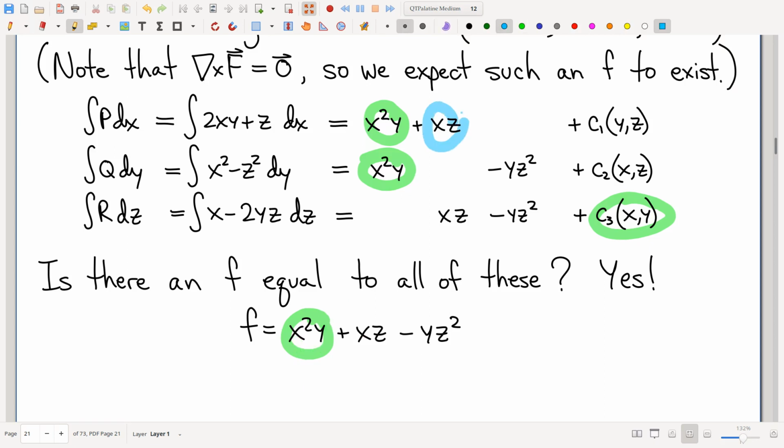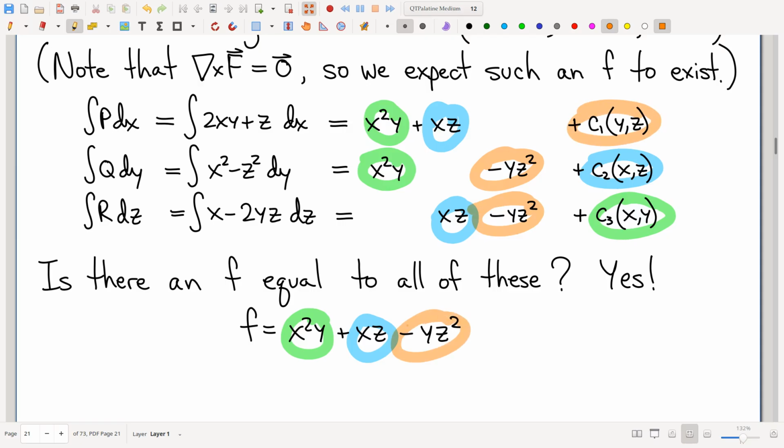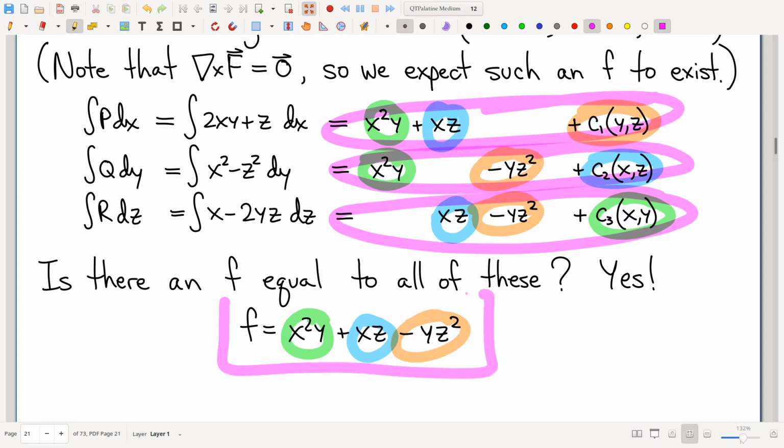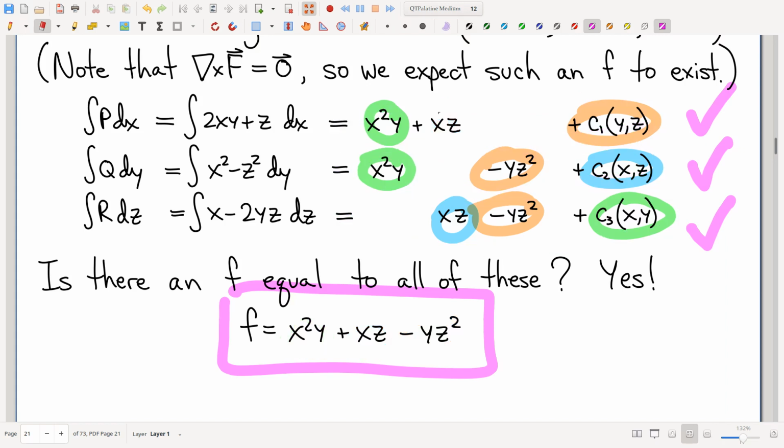And then I see this, and I figure, hey, maybe this is xz also. Okay, so cool. And then I see this, and I figure, hey, maybe that is minus yz squared also. And we just won the game, because I have found a function that is equal to all three of these required forms. We win.